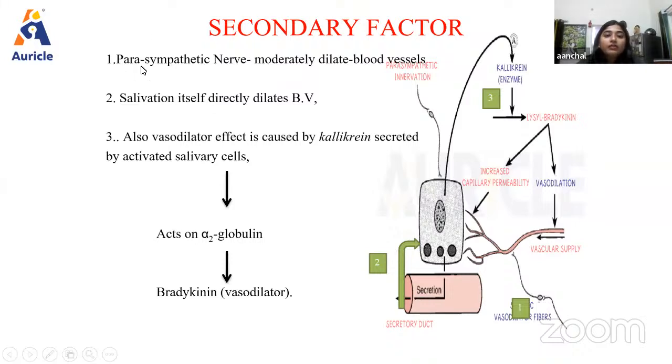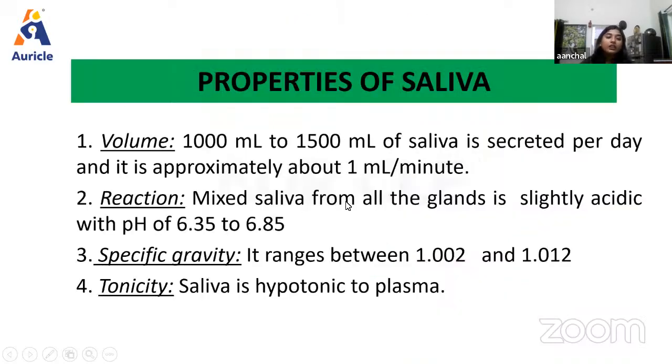So here we have that parasympathetic nerve moderately dilates blood vessels. Salivation itself directly dilates blood vessels, and the vasodilation effect is also caused by kallikrein, that is secreted by activated salivary cells, which acts on alpha-2 globulin and causes vasodilation. Then next we have a very important question.